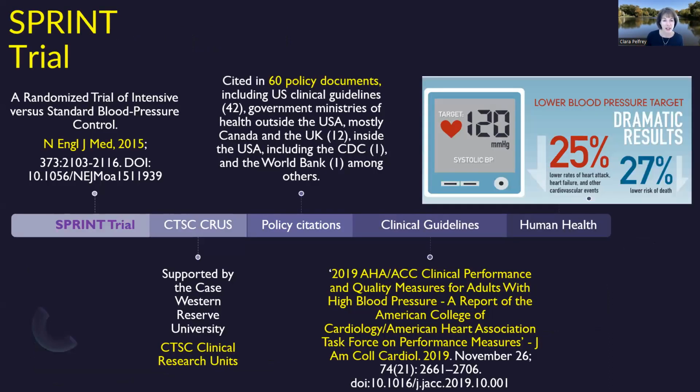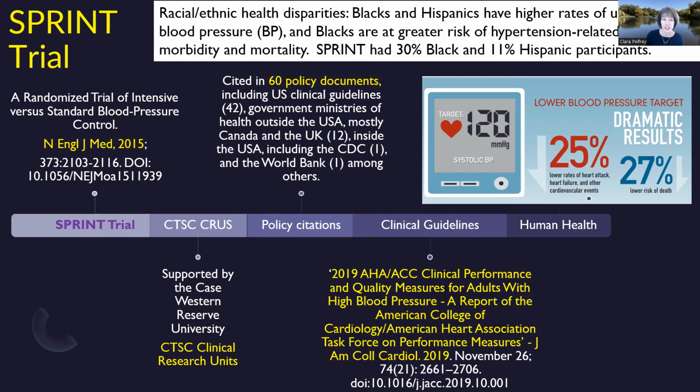And so we basically followed along from that initial paper that was in the New England Journal of Medicine in 2015. We talk about how our CTSC supported it during the clinical research units. That paper was eventually cited in over 60 different policy documents from all over the world. In 2019, it helped the American Heart Association design new clinical guidelines so that the new target was 120 systolic pressure. And the human health impact was a 25% lower rate of cardiovascular events, and even more important, a 27% lower risk of death. But relating to health disparities, Blacks and Hispanics have higher rates of uncontrolled blood pressure, and Blacks are at greater risk of hypertension-related cardiovascular disease, morbidity, and mortality.